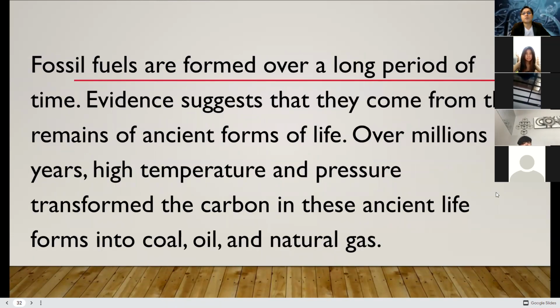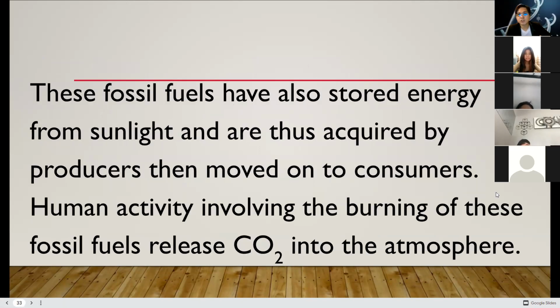Fossil fuels are formed over a long period of time. Evidence suggests that they come from the remains of ancient forms of life. Over millions of years, high temperature and pressure transform the carbon in these ancient life forms into coal, oil, and natural gas. So that is your fossil fuels. These fossil fuels also stored energy from the sunlight, which was acquired by producers, then moved on to the consumers. Human activity involving the burning of these fossil fuels releases CO2 into the atmosphere.